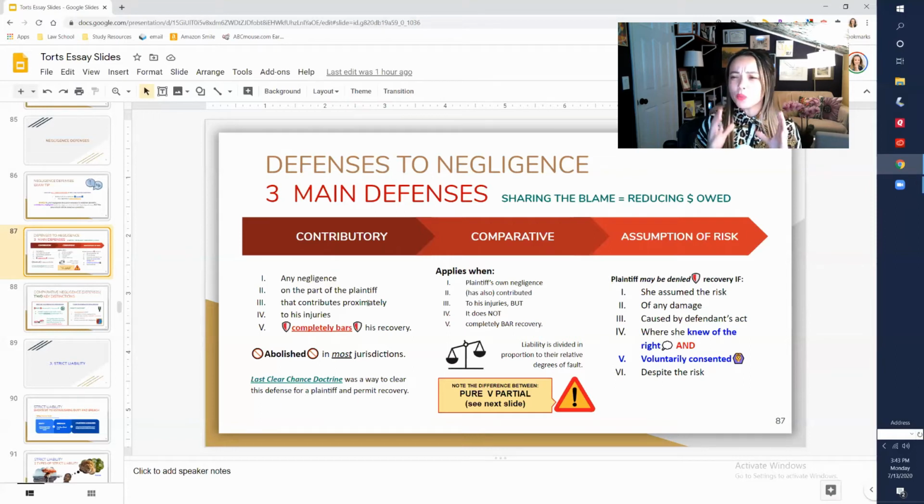If you want, you can take a screenshot, print this out, and cut it into three pieces. This could be a little game piece, if you will, to memorize. Or you can cut it in half between the headings, contributory, comparative, and assumption of risk, make them their own pieces, and then cut these apart and see if you can match them.